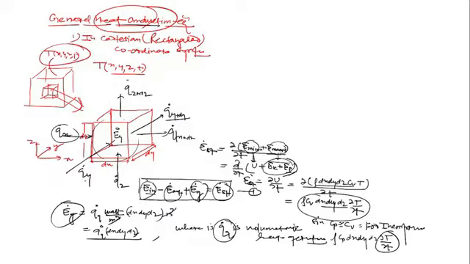So the energy getting in through conduction is qx plus qy plus qz. Now E dot in is equal to q dot x plus q dot y plus q dot z. E dot out is q dot x plus dx, q dot y plus dy, q dot z plus dz. Yes or no?